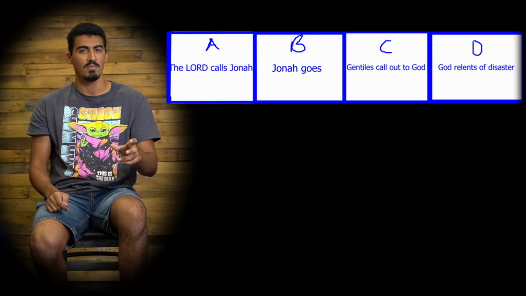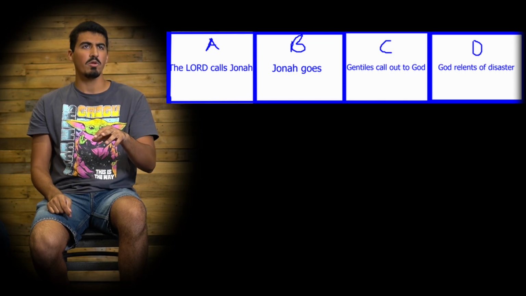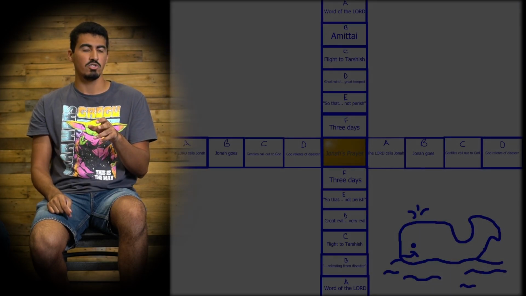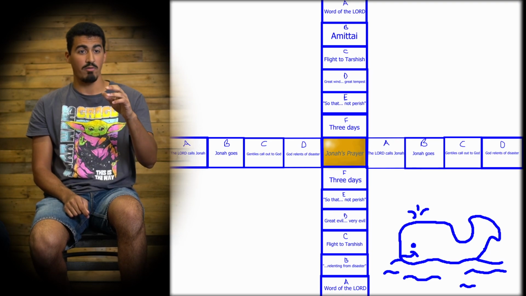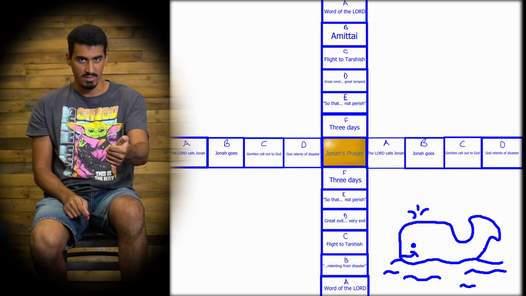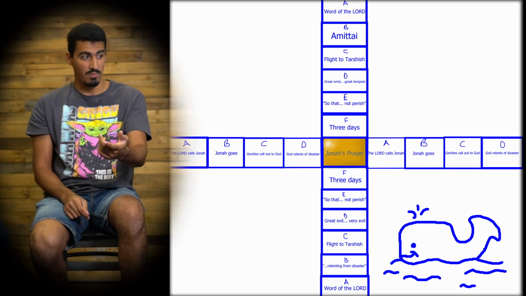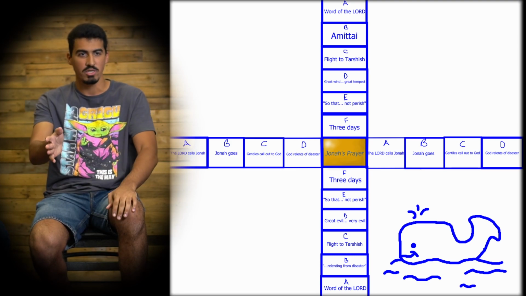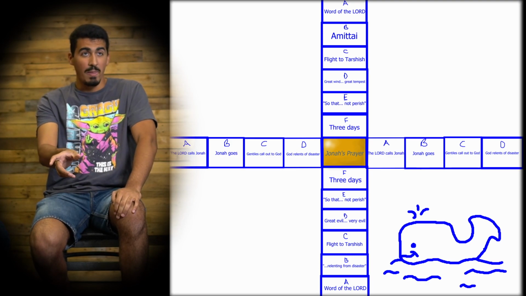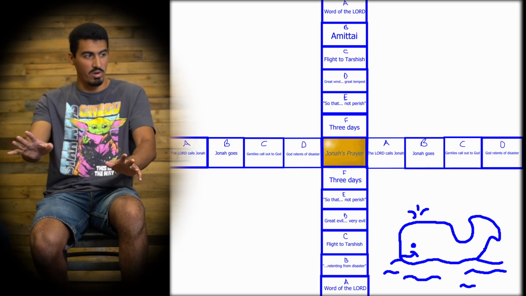We'd have an extra letter, right? But then we see a very similar pattern appear in Jonah chapter 3, where the Lord calls to Jonah the second time. That would be A. Then Jonah goes to Nineveh, that's B. The Gentiles call out to God, the king of Assyria has this whole long speech, that's C. And then God relents of the disaster, says he's not going to destroy Nineveh, that's D. So you have this pattern, this mirroring structure, if you will, as we're going through the story.